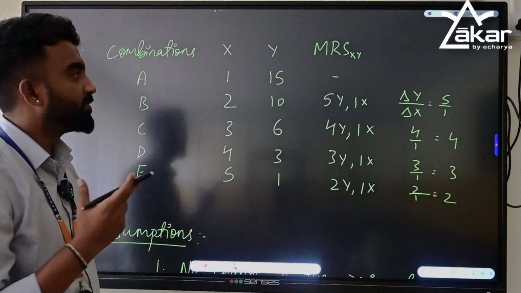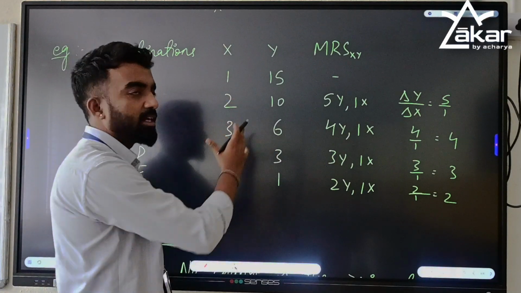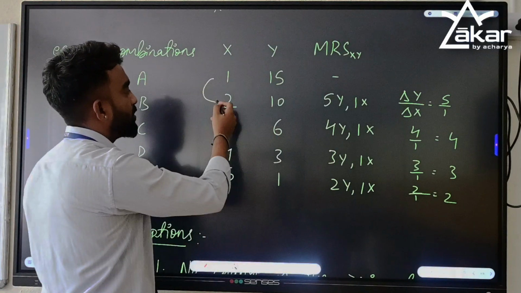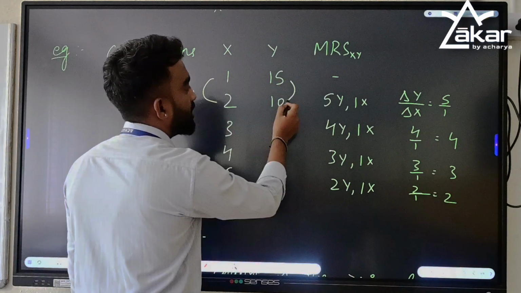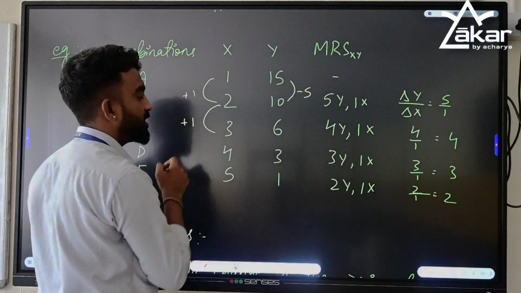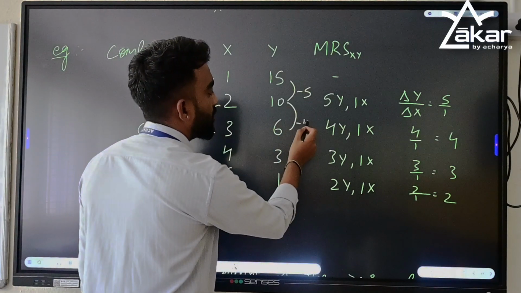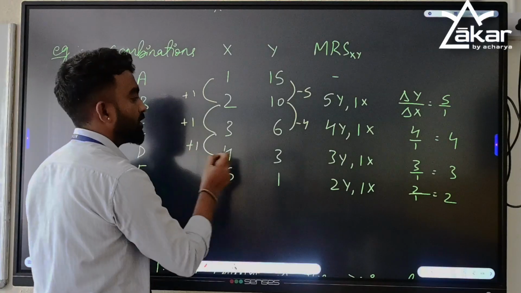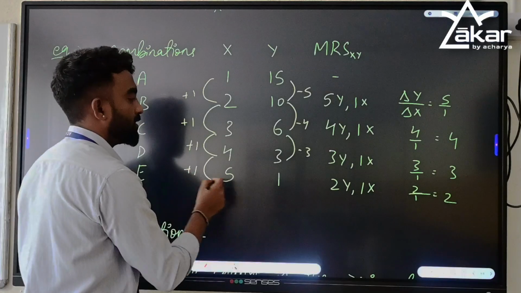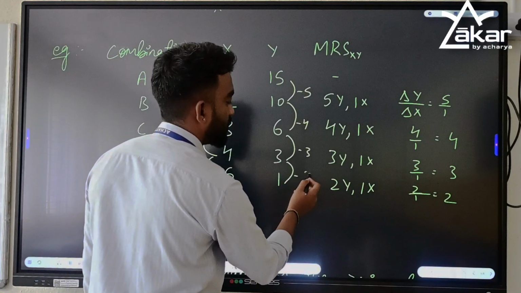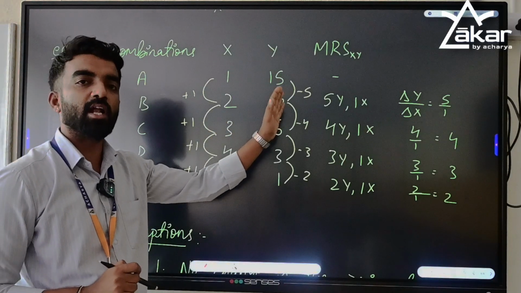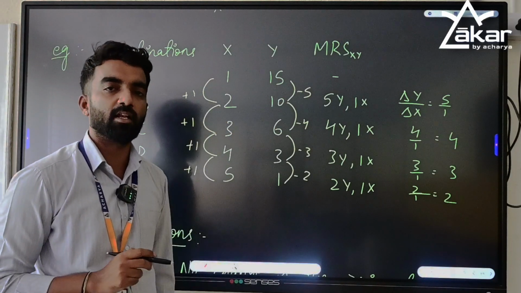But if you are sensible enough, you can identify one pattern here. When he has tried to increase x from 1 to 2, here plus 1, here minus 5, right? But what happens when again he tries to increase 1, he is sacrificing only 4. Here 1, here minus 3, he is sacrificing only 3. Here 1, here minus how much? 2, right? The amount the consumer is willing to sacrifice will start declining. This is called diminishing marginal rate of substitution.